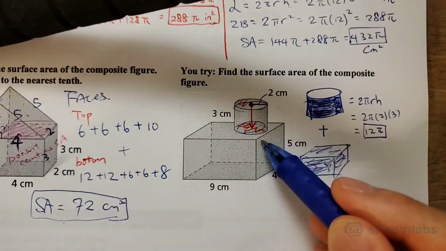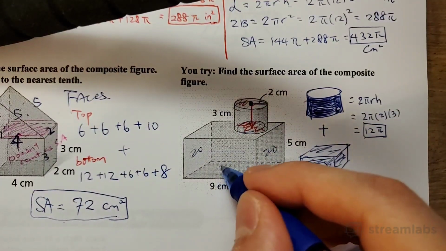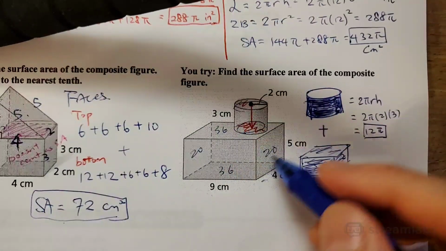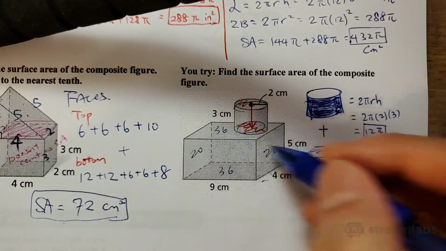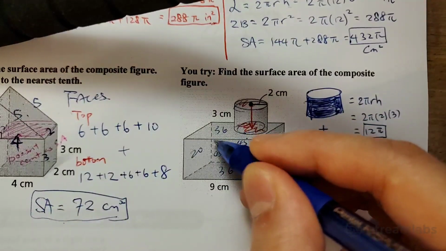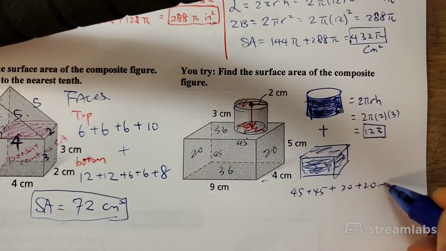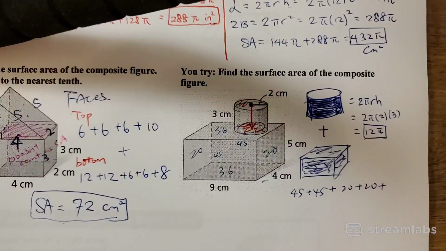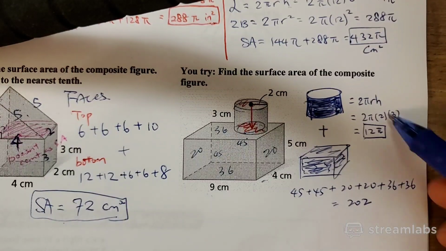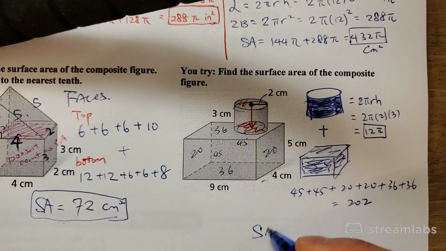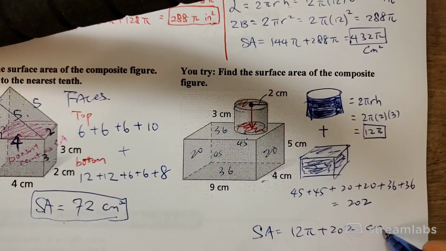So 5 times 4, that's 20 here, 20 here, right? 9 times 4, that's 36 here, 36 on top. 5 times 9, that's 45 in the back, 45 in the front. Okay, so it would be 45 plus 45 plus 20 plus 20 plus 36 plus 36. Okay, turns out to be 202. Add them up. So your answer, SA, will be 12 pi plus 202 centimeters squared.